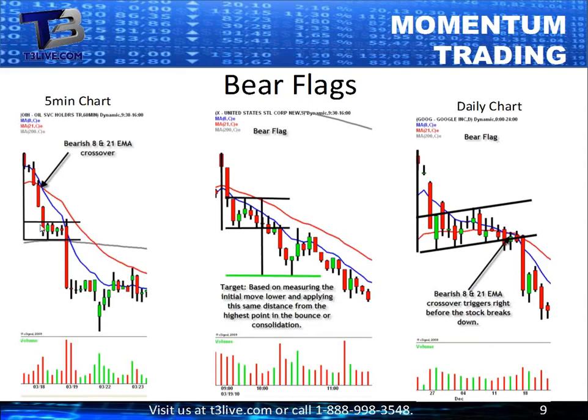Okay, now the entries and exits for these are very simple again. If I'm shorting this stock, I can do it one of two ways. You have your big move down. Let's start with the OIHs on the left here. You have your big move down. Okay, this is a green bar that tried to bounce, didn't give you much. The second bar is a red bar.